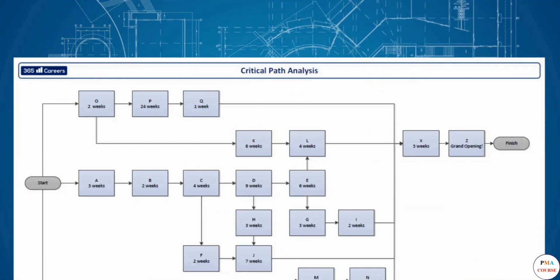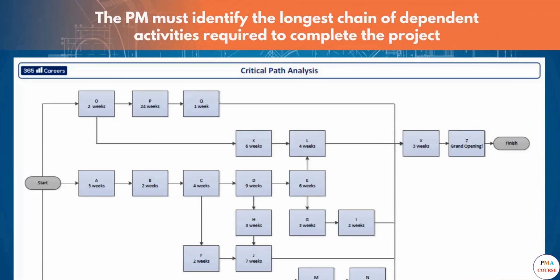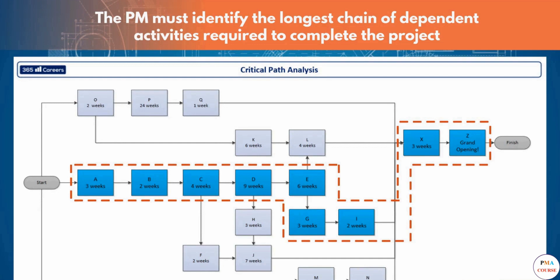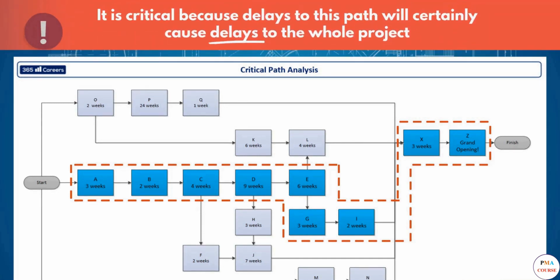What you must do as project manager is identify the longest chain of dependent activities required to complete the project. This is called the critical path. It is critical because delays to this path will certainly cause delays to the whole project.